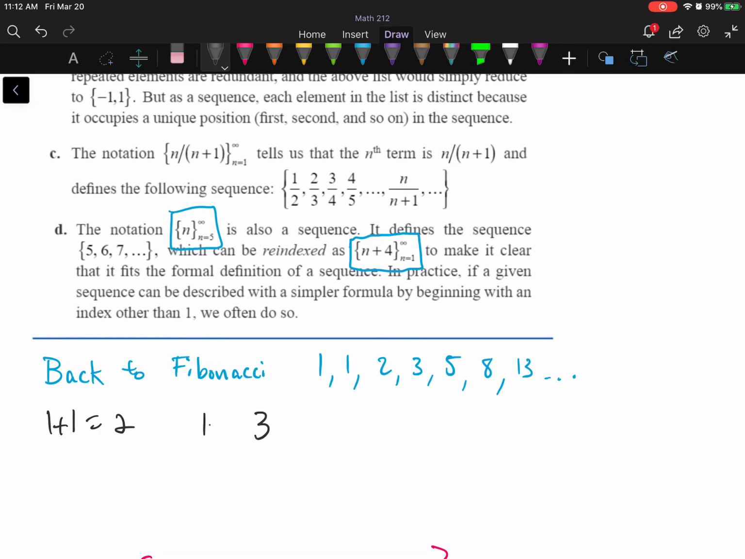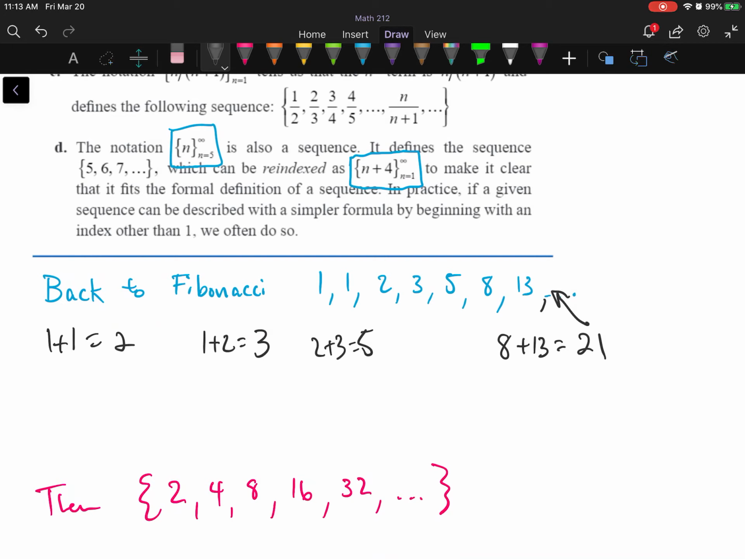3 is equal to 1 plus 2. 5 is equal to 2 plus 3. And if I wanted to calculate the next term after 13, what I would do is just take 8 and 13 and add them together to get 21. So 21 would be the next term in the sequence if we wanted to do that.